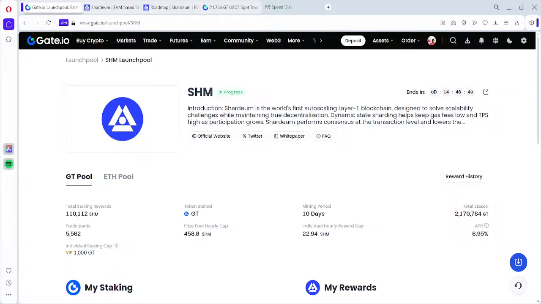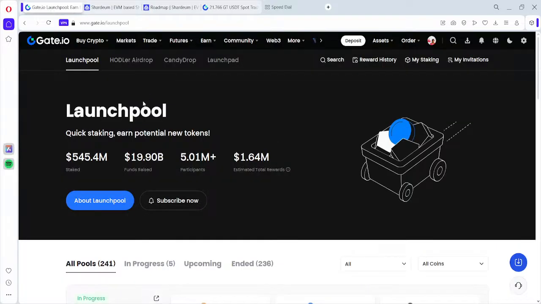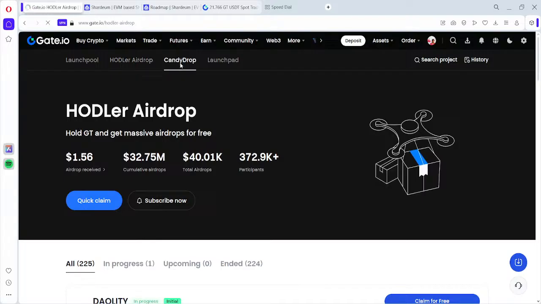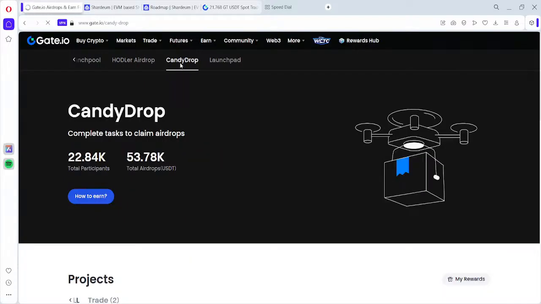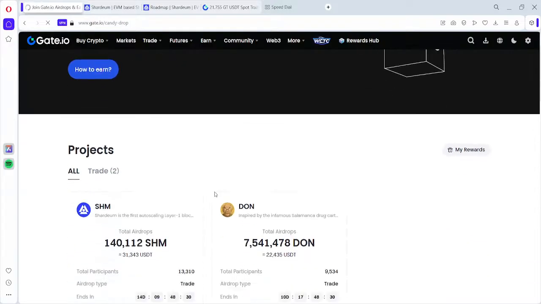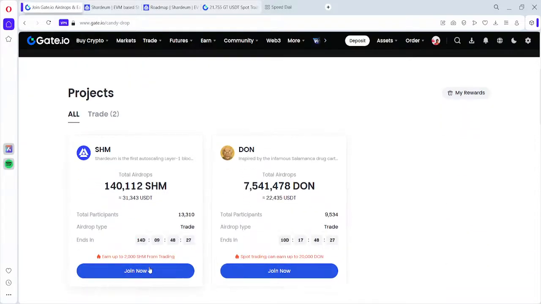And this launch pool is currently available. You can have your participation. And apart from the launch pool, we also have the airdrop. So that is a holder airdrop, and we also have a new kind of airdrop, which is a candy airdrop here, and also we have a launchpad. So candy airdrop here, you can join the candy airdrop.